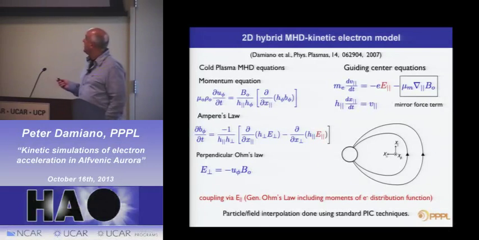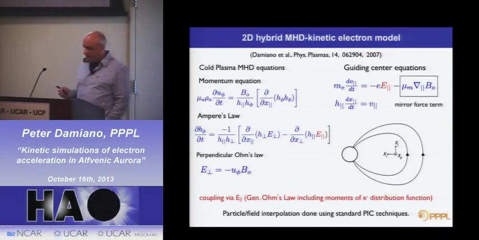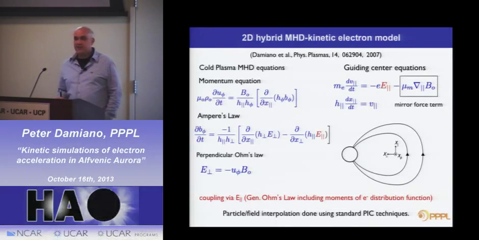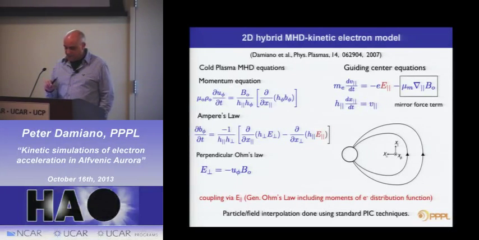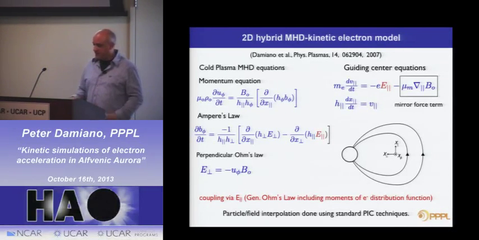So the fluid side is solved on a set of grid points in this dipolar topology, and the electrons are free to move everywhere in the simulation domain. And the standard particle-in-cell technique means that you're using area weights to interpolate the fields to the particle positions to push them, and also to build the moments of the distribution functions at the grid points.